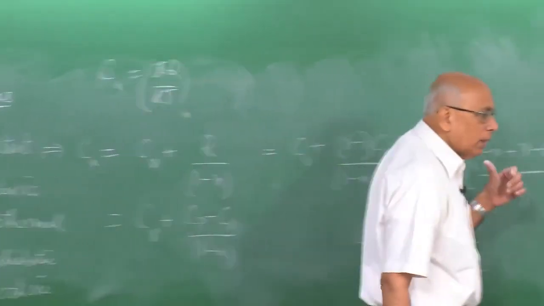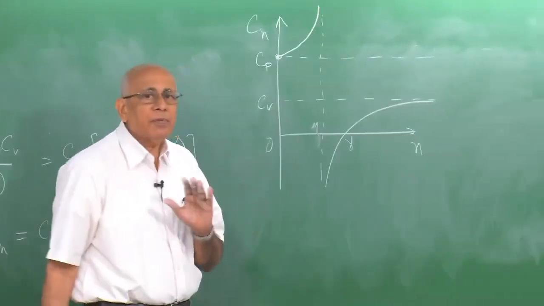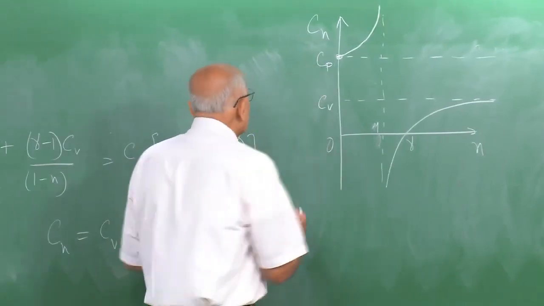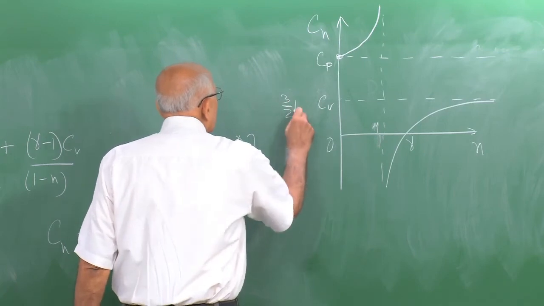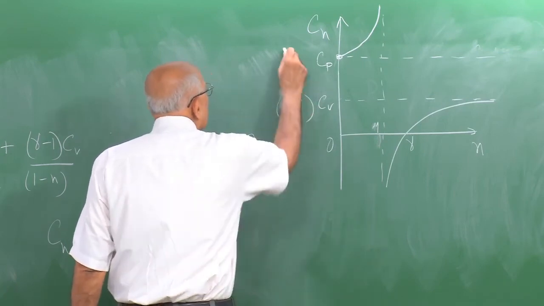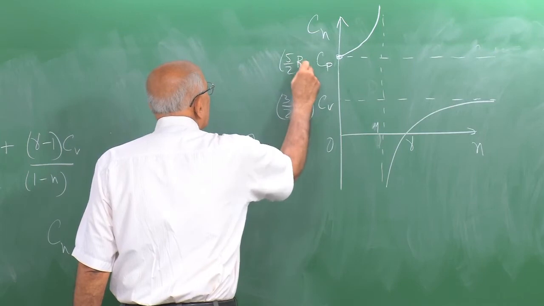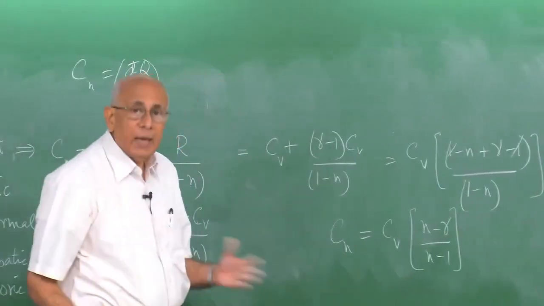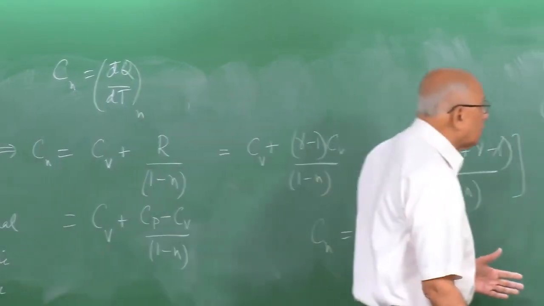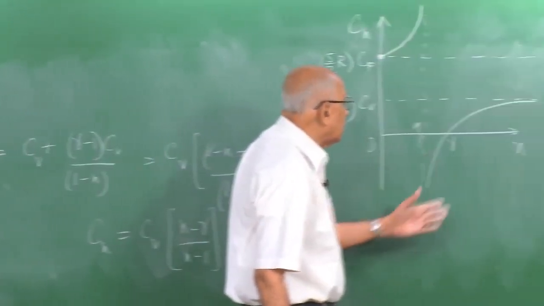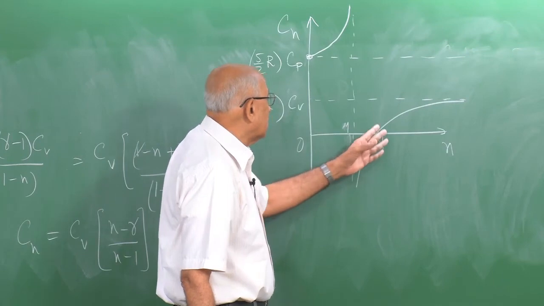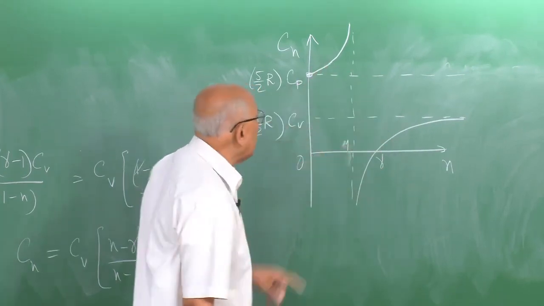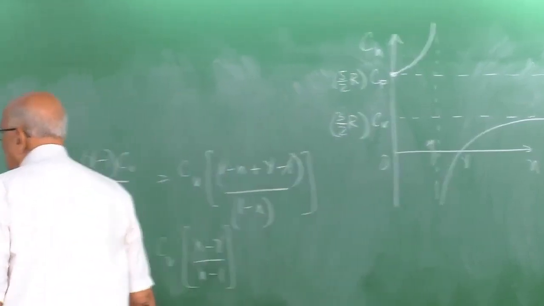Notice that for no polytropic process can the specific heat have a value between Cv and Cp. This is 3 halves and this is 5 halves. But it could actually have, for certain processes, a value which is less than Cv or greater than Cp on this side, depending on the polytropic index that we wrote down.